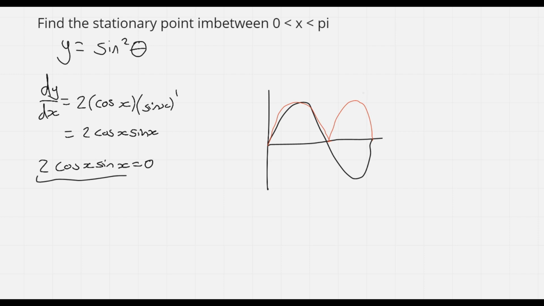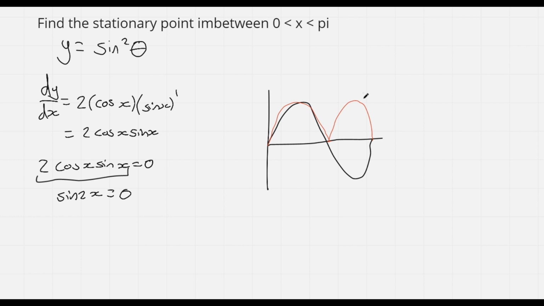If you're not sure what this is, it's the same as sine 2x. We proved the compound angle formulae. We didn't prove the double angle formulae, but you can use the compound angle formulae that we found to show this result. So we get sine 2x equals 0. We can then solve for sine.